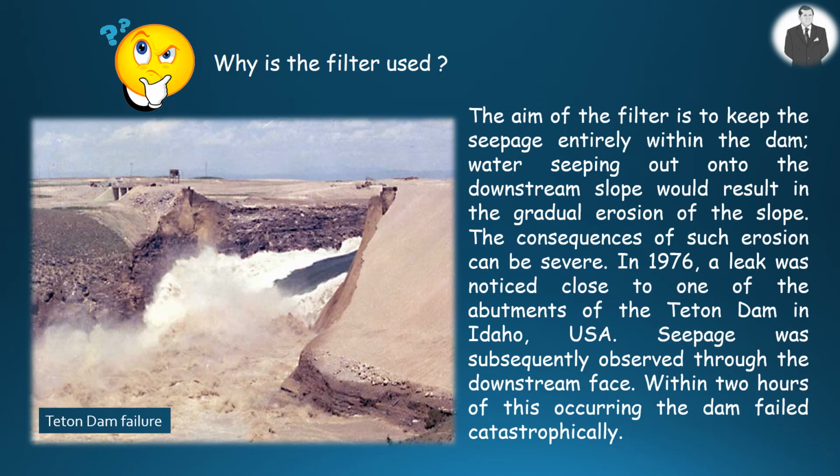For example, in 1976, a leakage was noticed close to one of the abutments of the Teton Dam in Idaho, USA. Seepage was finally observed through the downstream face, and within 2 hours of this appearance, the dam gave in catastrophically.